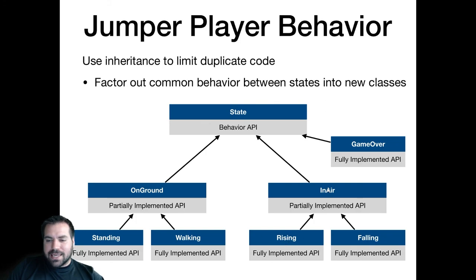So rising extends in air, extends state, and I'll explain in air and on ground in a second. Rising extends in air, extends state through inheritance, and then once we store an object of type rising in a variable of type state, that's polymorphism. So we have one variable of type state, and it can actually be any of these 5 types through polymorphism. These types are pretending to be different types.